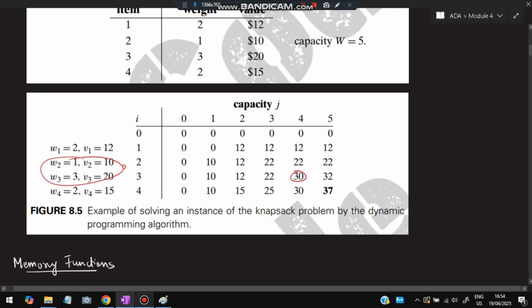Now if I have capacity 5, 5 means I can store 2 and 3, right? Because this will give higher cost. 20 plus 12 is 32. So I'll store 32. Now the 4th item can be taken.